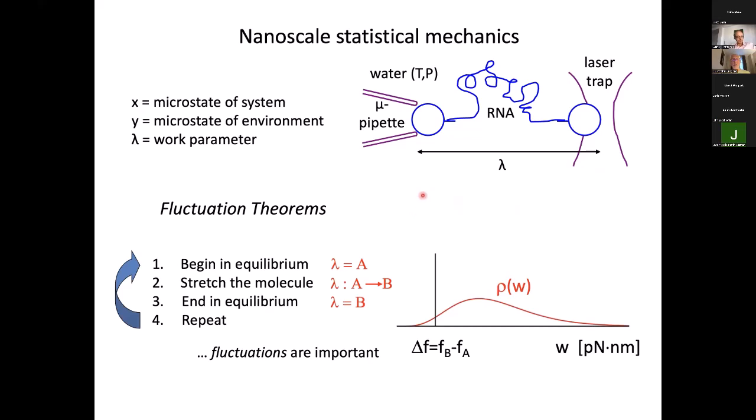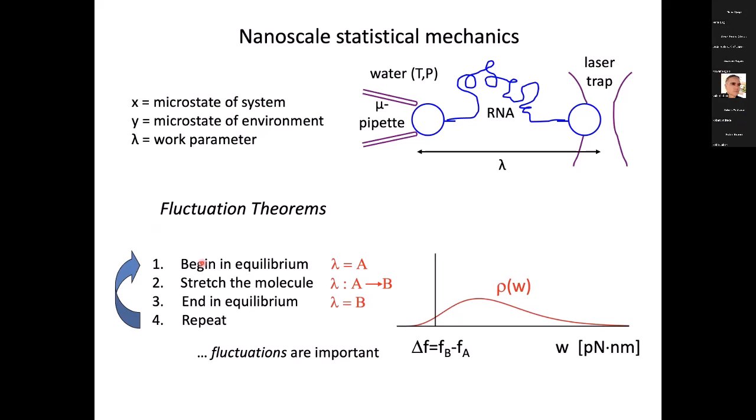We know that in nanoscale statistical mechanics, there are a number of fluctuation theorems that apply. So in particular, in this situation, let's imagine that we have a process where we begin in one equilibrium state. Let me call it A. We then, let's say we stretch the molecule by changing the parameter lambda from A to B, and we end up in a different equilibrium state, lambda equals B. And imagine that I go and do this experiment over and over again, always stretching from the same initial equilibrium state A to the same final equilibrium state B.